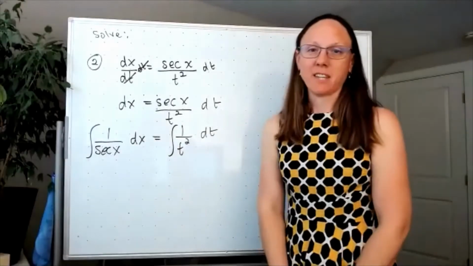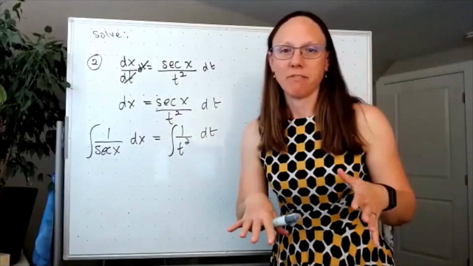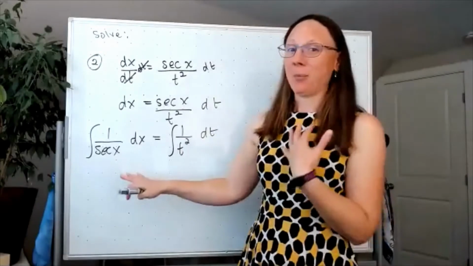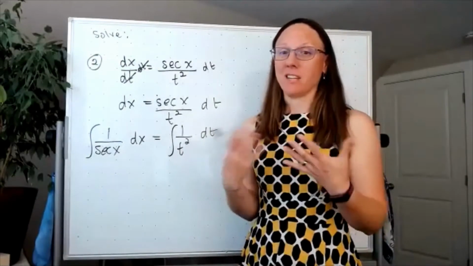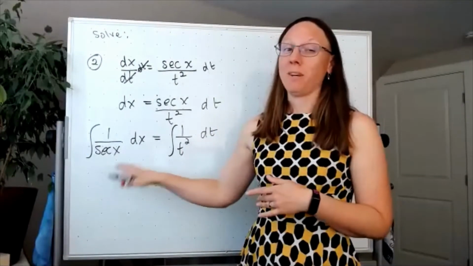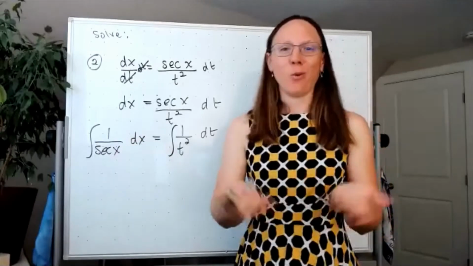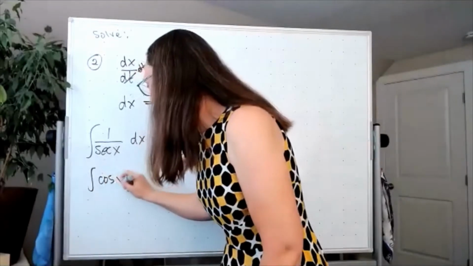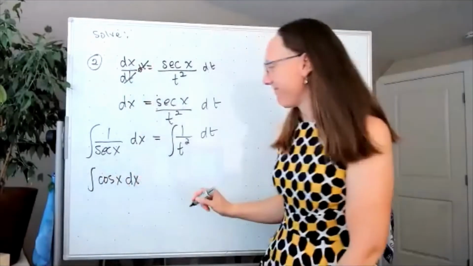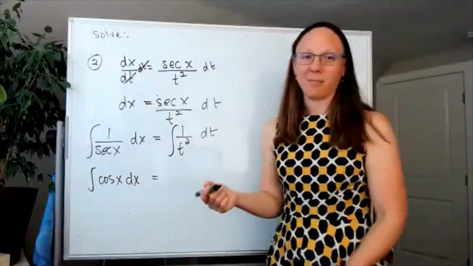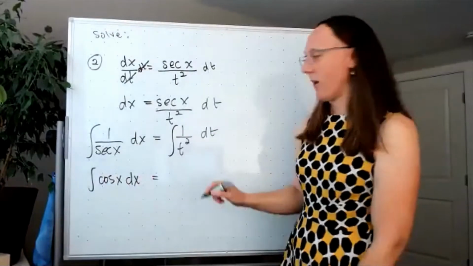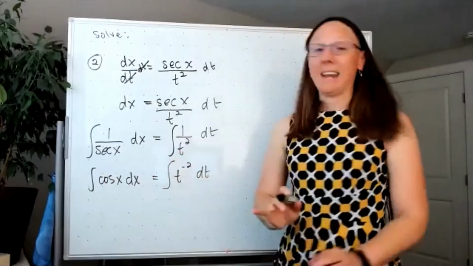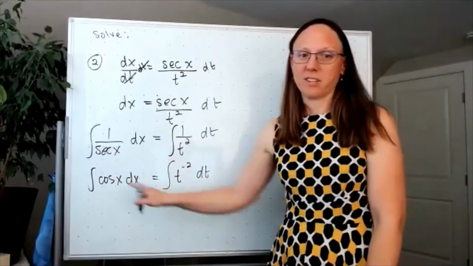So if I take a look at the left-hand side, personally, I don't love trig. Actually, that's not true. Trig's fine. But I would much rather look at things in terms of sines and cosines. So I'm going to take that 1 over secant and say, oh, wait, that's just cosine. And on the right-hand side, before I take the antiderivative, I'll go ahead and rewrite that as t to the -2. Now I'm set up for my antiderivatives.